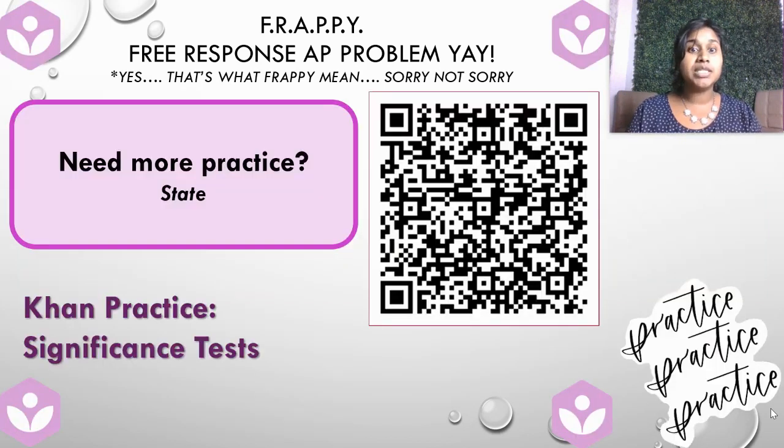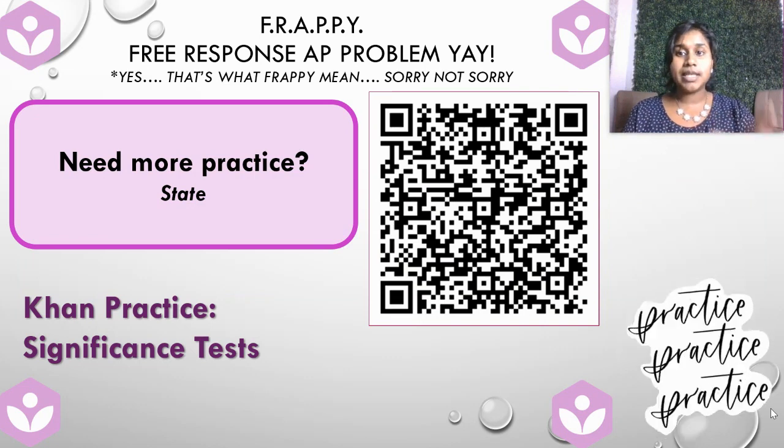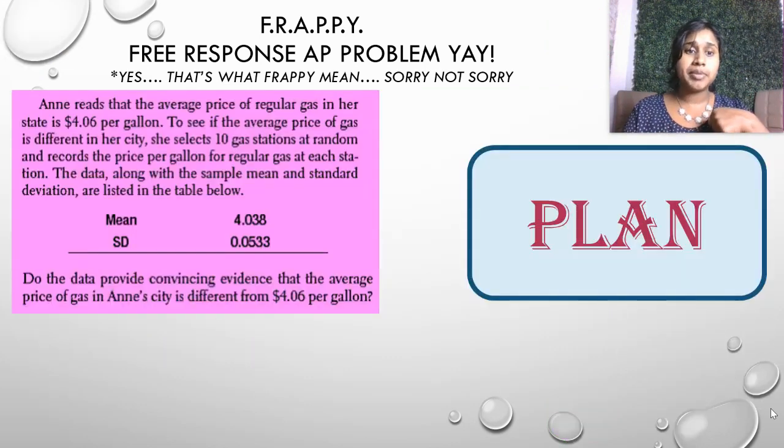So next after state is plan. If you need practice on state, here's your chance. Plan: the conditions we've got to check. So we've got random, and they said it, so I would quote back wherever they said it, somewhere in here.